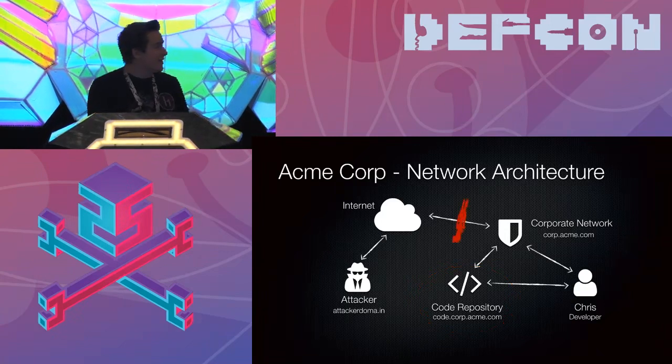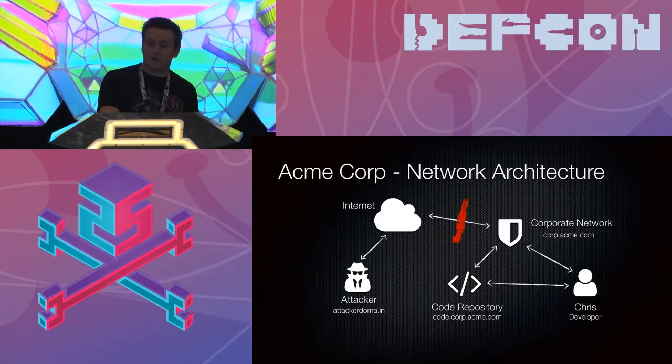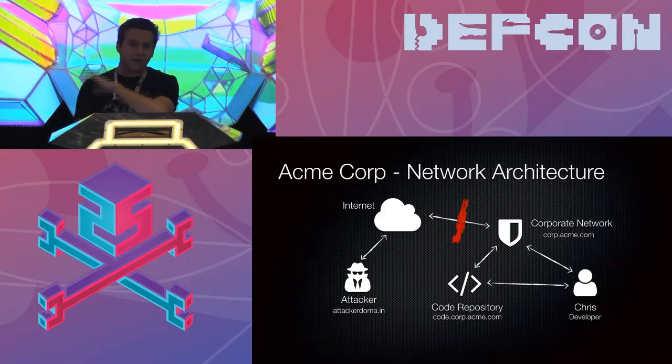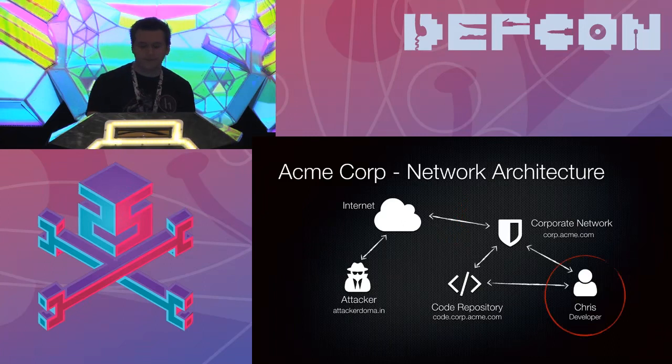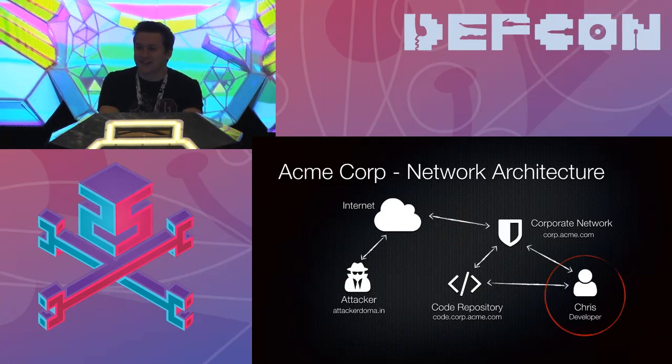Finally, the edge of our network, like I said, is going to act as a firewall, preventing our bad actor from directly accessing code.corp.acme.com. So the only way you can access that is, again, being on the internal network. And lastly, we're going to assume that our developer, Chris, just loves to click on links. Doesn't matter if it's a sketchy ad or a phishing email, Chris is going to click on that link.